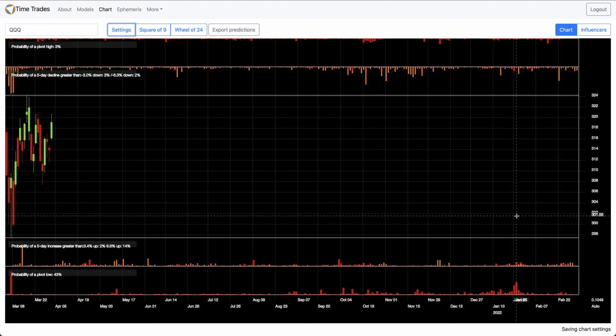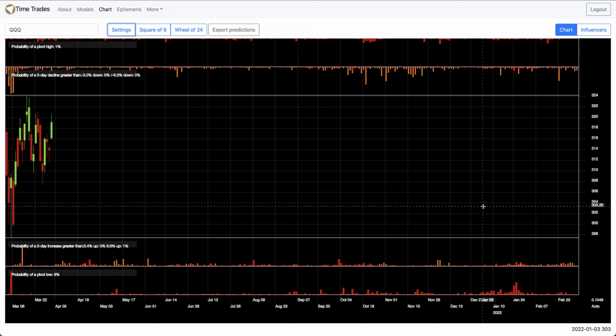Now keep in mind that all of these probabilities are based on the nightly model retraining, which updates the models with today's daily data. So these probabilities can and will change, and you need to account for that in your decision making.